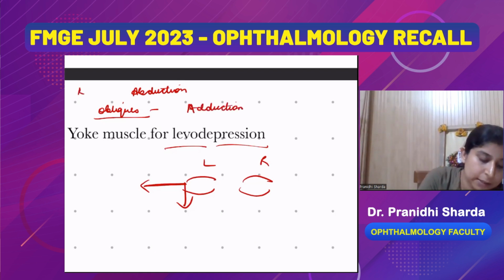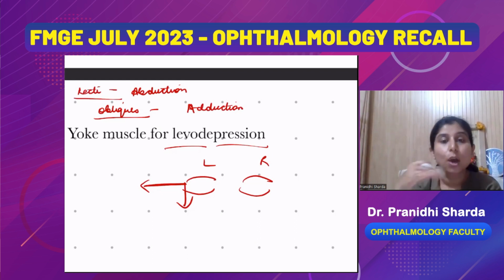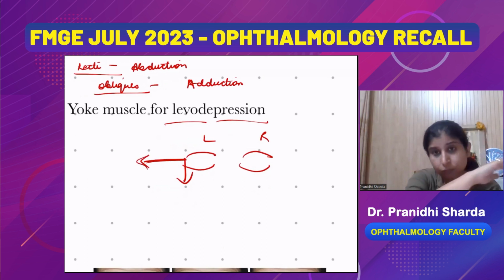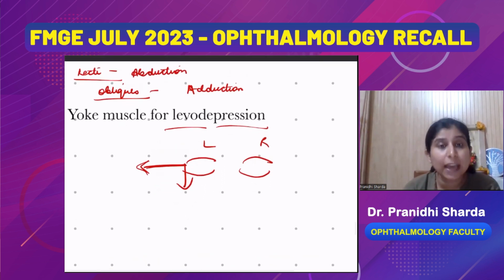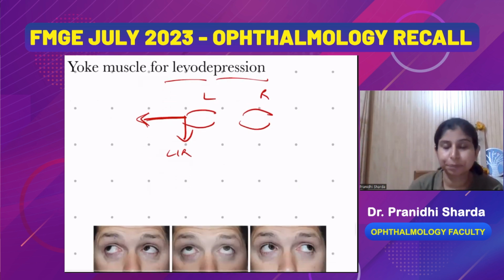Okay, recti in abducted position are the better elevators and depressors. Obliques in adducted position are the better elevators and depressors. So levodepression is the left eye looking outwards and downwards. Okay, so it is abducted. So which muscle is the depressor in abducted position? It is the rectus. So which will be the option? Left inferior rectus. And we know that to find out the yoke muscles, just flip the option.